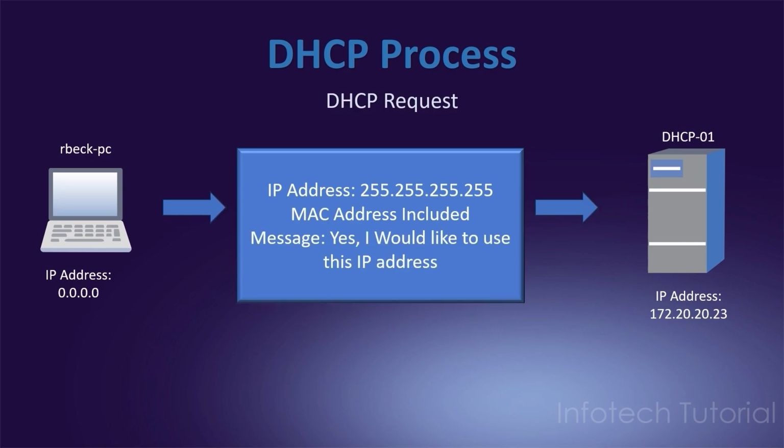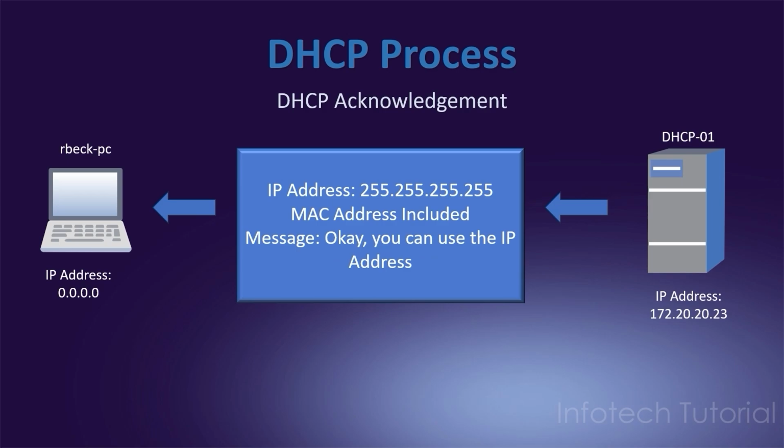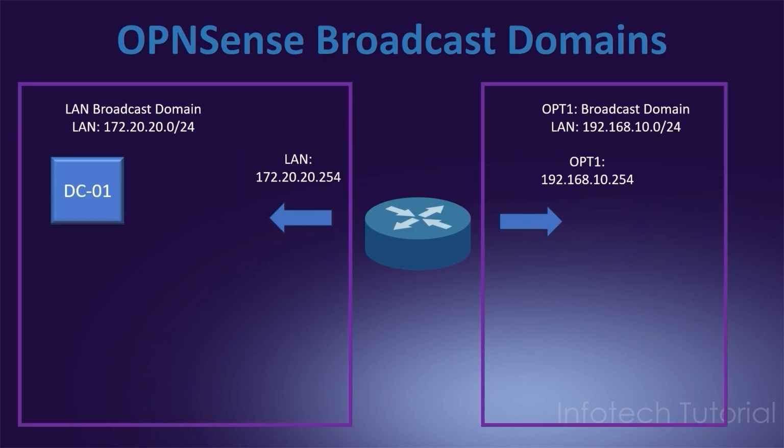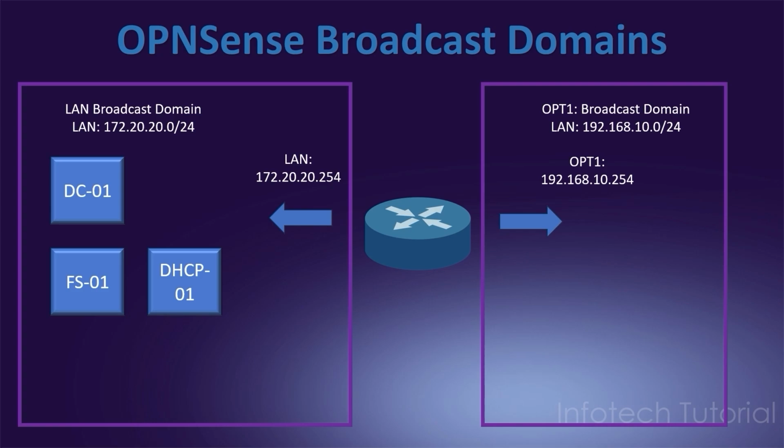And once RBAC-PC has the reply, it will send a DHCP request to say, yes, I would like to use this IP address. And lastly, DHCP01 will acknowledge and reply. And RBAC-PC will now have an IP address assigned from DHCP01, and it will have one that is able to communicate on the network. Now, this seems easy enough, right? But it didn't work for RBAC-PC and the new subnet that we created.